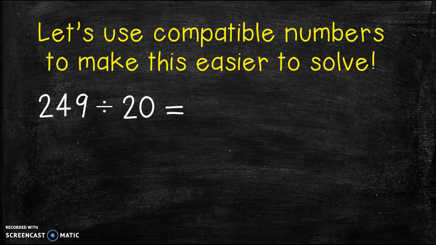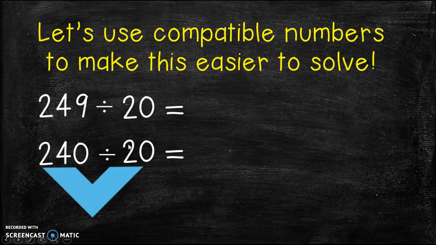250 is not easier to divide by 20. We're looking for something that's a multiple of 2. That's right, 240 divided by 20. Well, 24 divided by 2 equals 12, and then our zeros cancel each other out because the battle of zeros tells us that. So our estimate is 12.